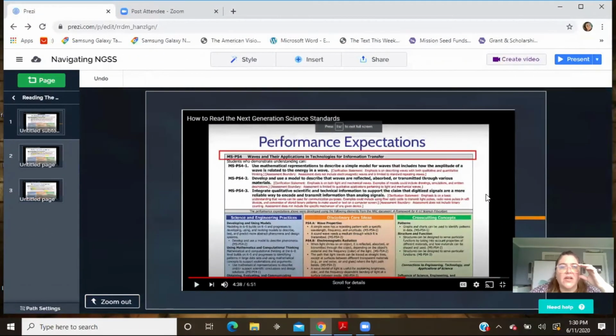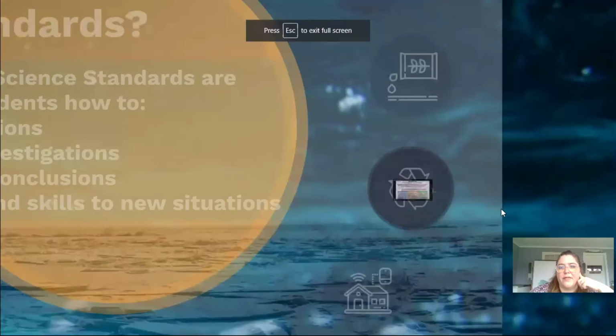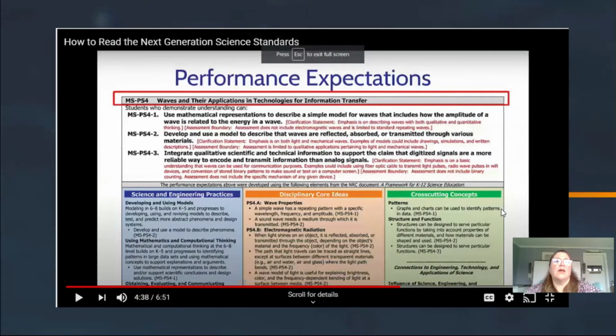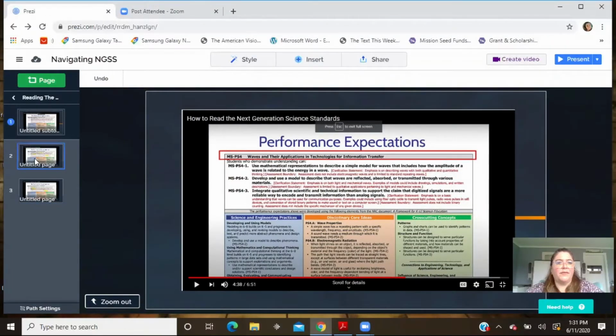All right, so let's take a look at what this is going to look like when you actually have the information in front of you. So we've got MS PS4, waves and their applications and technologies for information transfer. Within that, we have PS4.1, PS4.2, and PS4.3. Okay, so you see the different parts that performance expectation is broken down into.